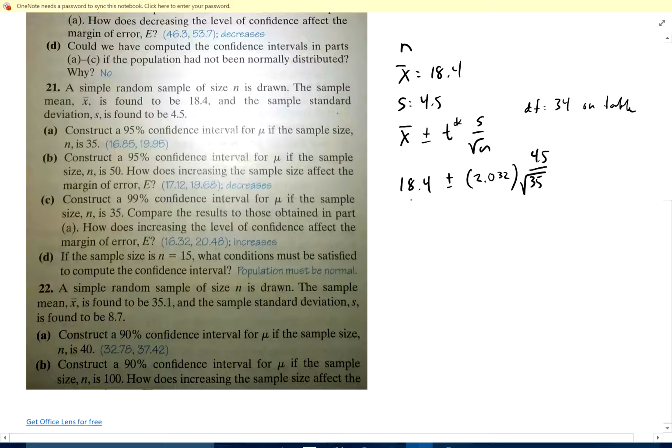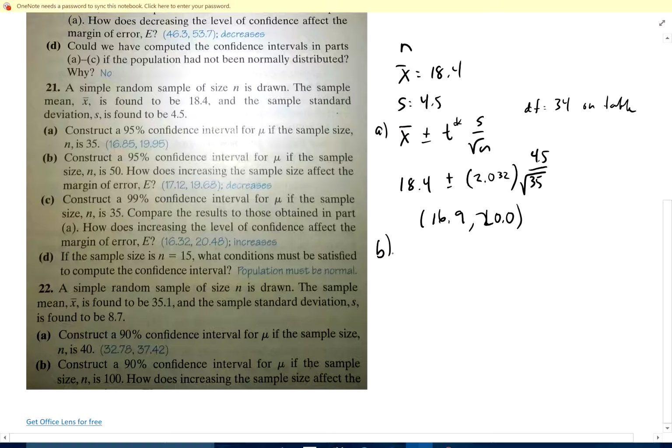And then if you do the actual calculation on your calculator, it's going to be 16.9 to 19.9, which is actually 20.0 if you round it off. Okay, so there it is. You don't have to interpret it because there's no context, but it's in the last video, number 19, if you need help with that. So there's A.